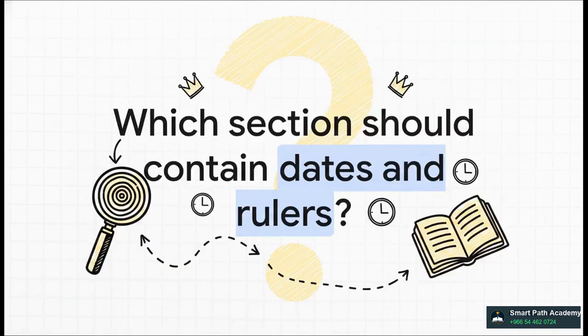Okay, time to crack these two questions. Question 1, why is this order useful? Question 2, which section should contain dates and rulers? Use your detective skills here. For question 1, really think about the journey the author is taking us on. And for question 2, match the clues, dates, and rulers to the most logical subheading on our list.